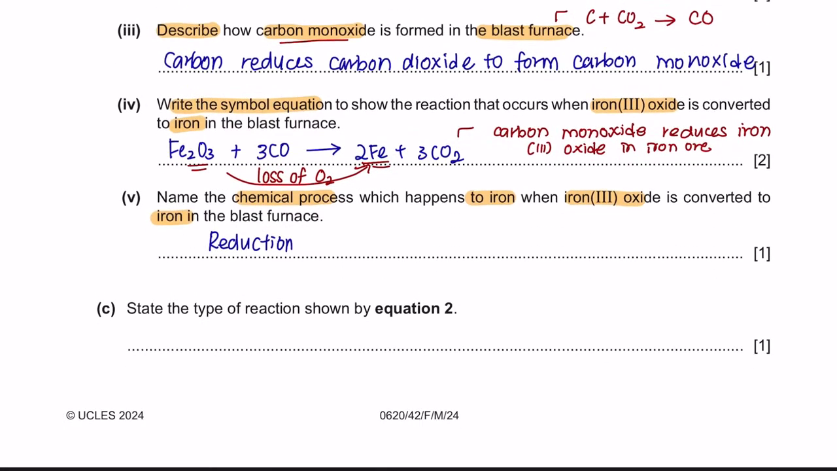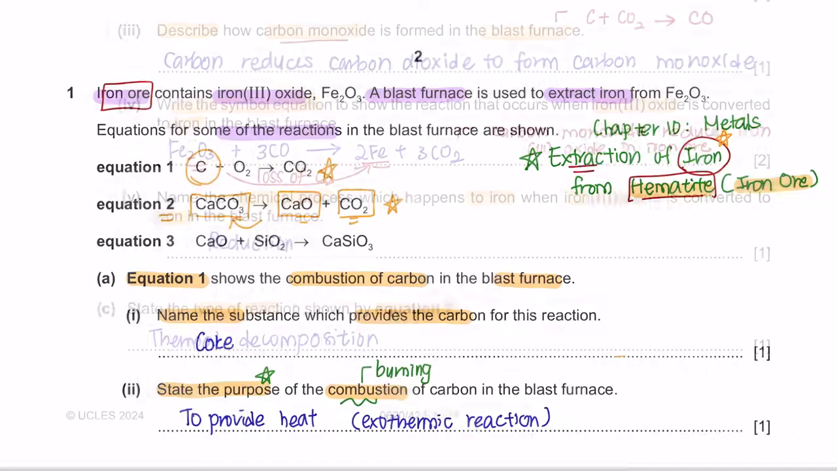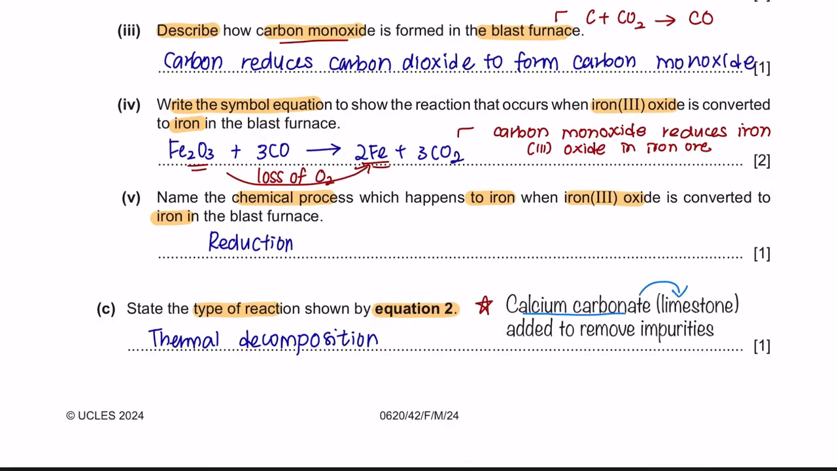Next, part C. State the type of reaction shown by equation 2. In equation 2, calcium carbonate becomes calcium oxide and carbon dioxide. There are no new elements being introduced, and whatever products that we can see here come from calcium carbonate. This process is called thermal decomposition. Just as extra information, calcium carbonate is also referred to as limestone. It is being added to remove impurities in the blast furnace.